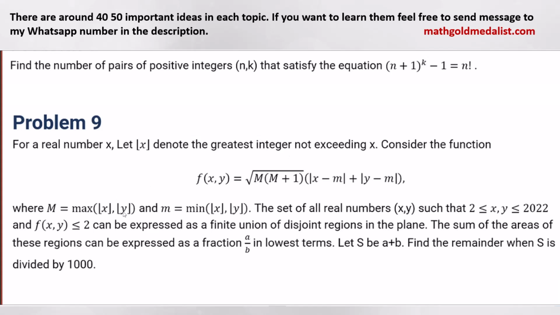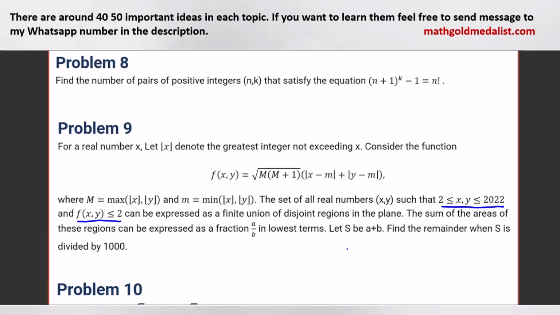Now, big M is maximum, small m is minimum. The set of all real numbers x, y such that x, y are from 2 to 2022, and f of x, y is less than or equal to 2, can be expressed as a finite union of disjoint regions in the plane. The sum of the areas of them is a over b, and a plus b is what?